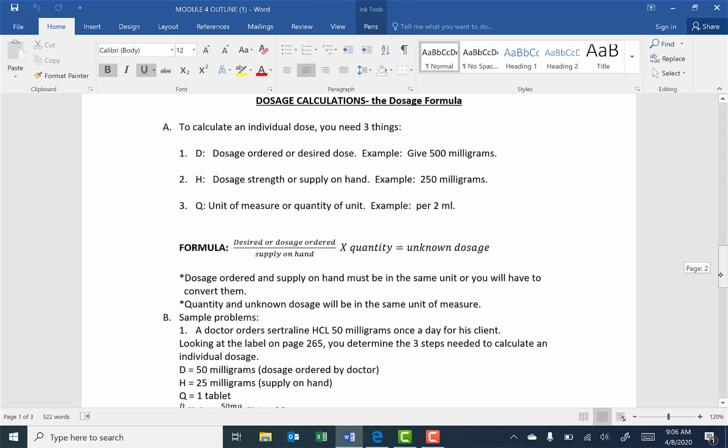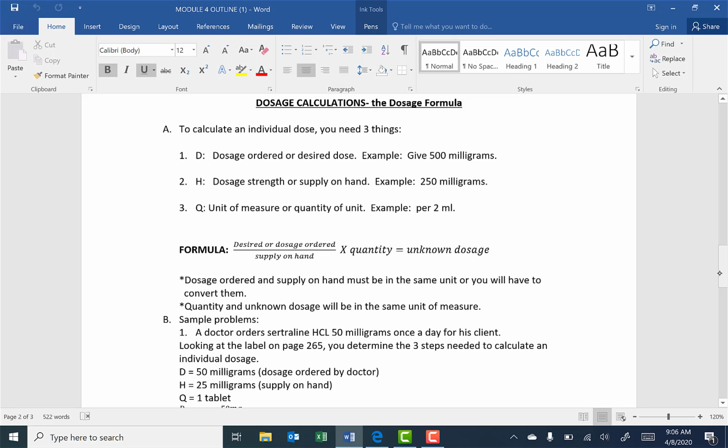Now, the dosage formula is to calculate an individual dose, you need three things.